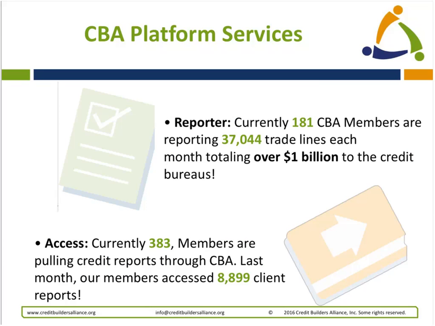credit bureaus. Through our Access service, we offer nonprofit lenders and financial education providers the opportunity to become credentialed to pull hard and soft pull credit reports at discounted rates from TransUnion and Experian. And currently we have 383 CBA Access members who are pulling over 8,899 consumer credit reports each month through CBA. These organizations use the reports for credit coaching, client outcome tracking, as well as loan underwriting.